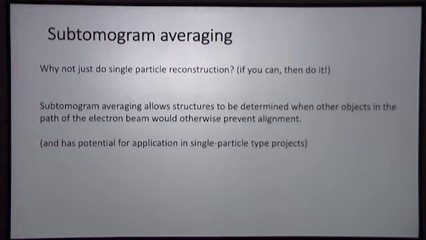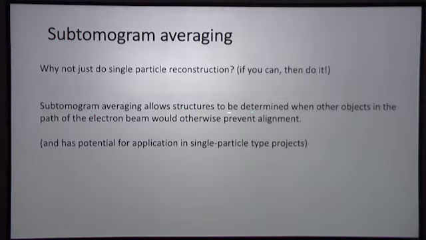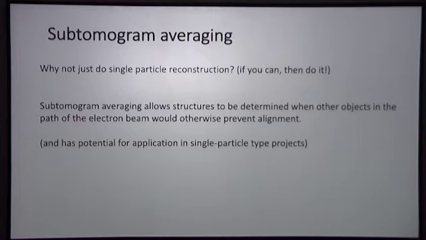So I think at the moment it's a safe thing to say that if you can do single particle reconstruction, then you should do single particle reconstruction because it's much quicker to get large amounts of data. The packages are better established and you'll get to a higher resolution structure much faster. But subtomogram averaging allows structures to be determined when other objects in the path of the electron beam would otherwise prevent alignment. Subtomogram averaging may also have potential for application in single particle type projects. People have used it for generating starting models, and there's also potentially more information in a properly collected tomogram than there is in a single 2D projection image that may help to align certain objects, but that's not a generally used approach.